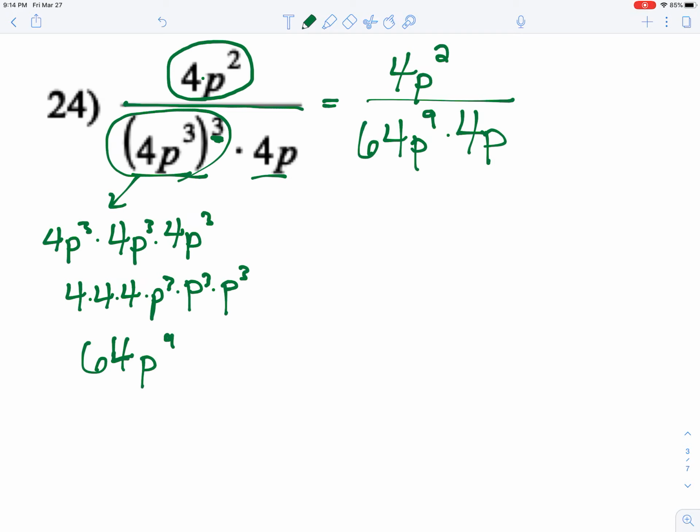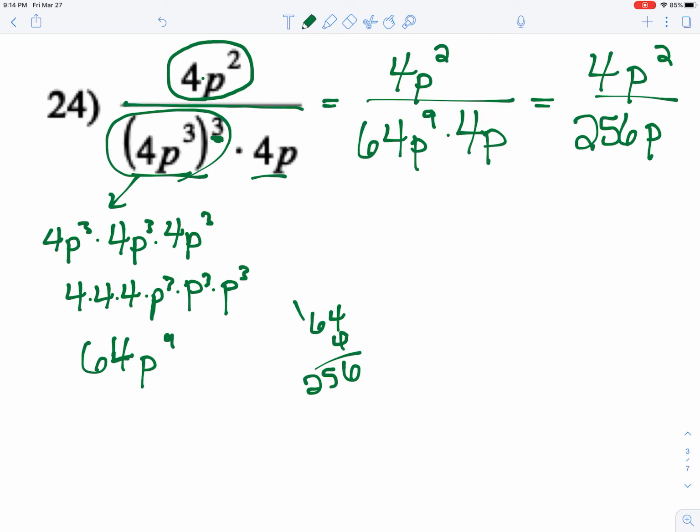And let's see. That becomes 4p squared all over, wow, what's 64 times 4? 64 times 4, 4 times 4 is 16, 256. 256 p to the 10th. Now, 4 does go into 256. I should have probably looked for a common factor earlier on, because that would have canceled, and I would have found out that it would be 1 over 64.